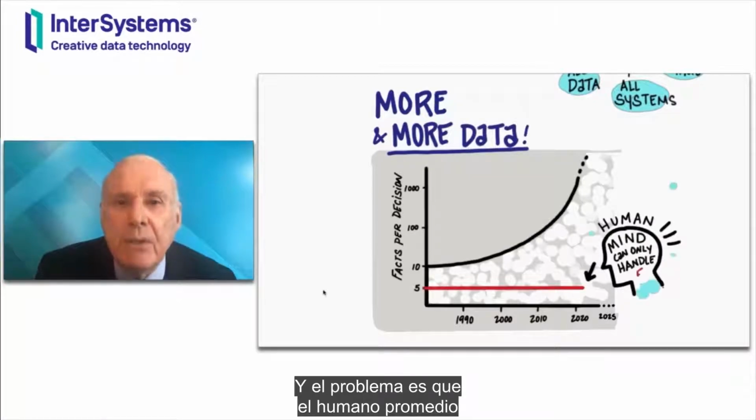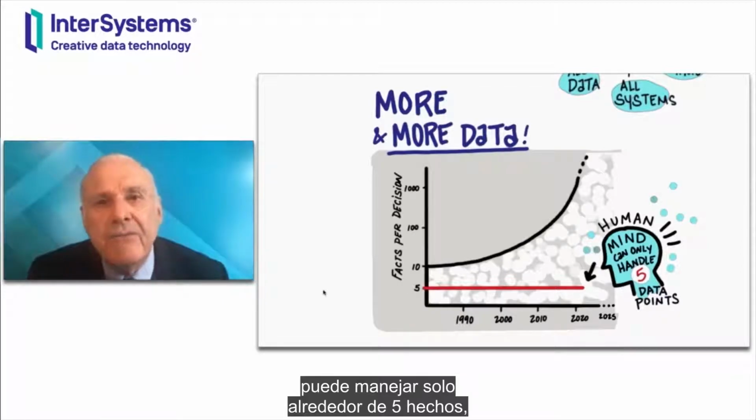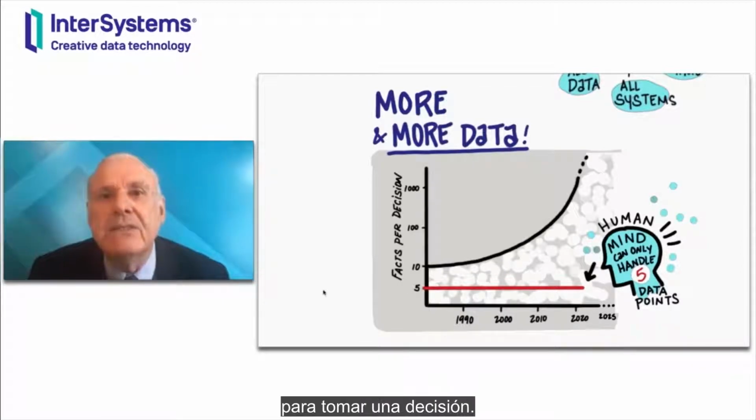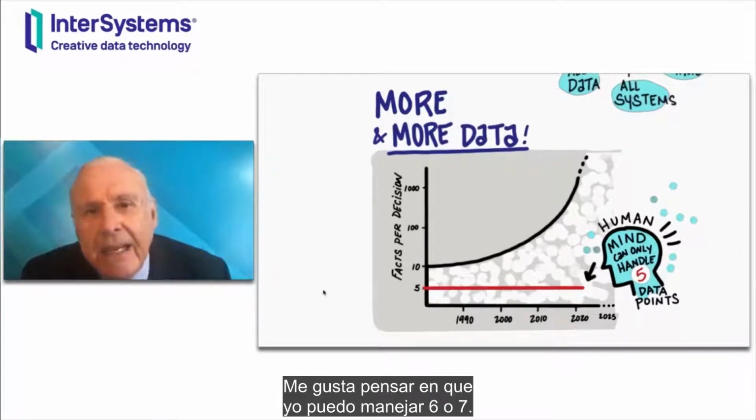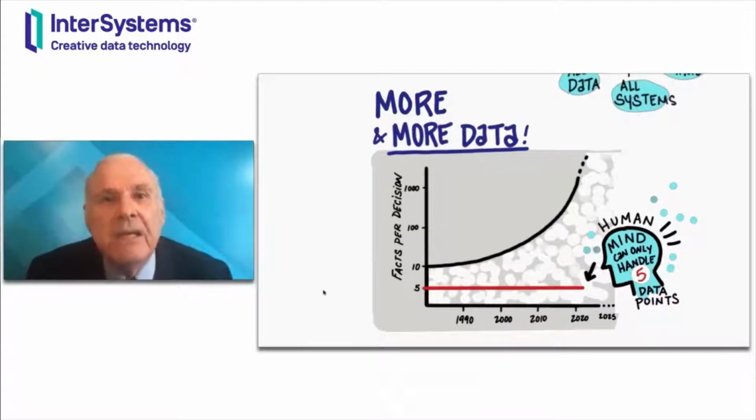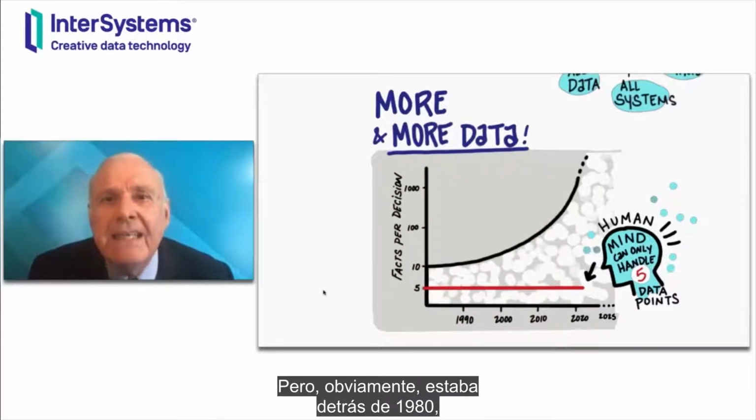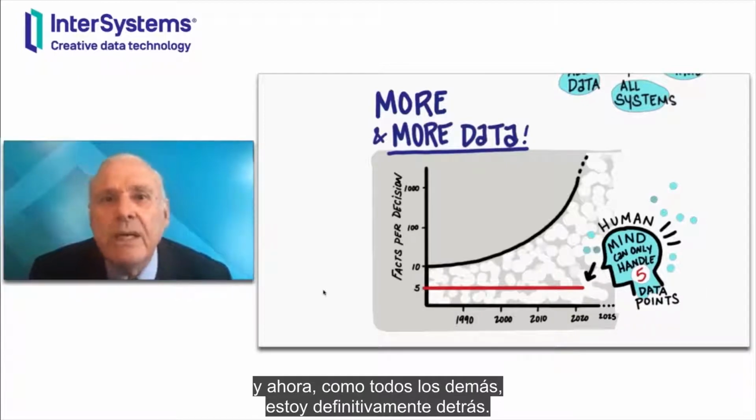And the problem is that the average human can handle only about 5 facts in making a decision. I like to think I can do 6 or 7, but obviously I was behind in 1980, and now, like everyone else, I'm hopelessly behind.